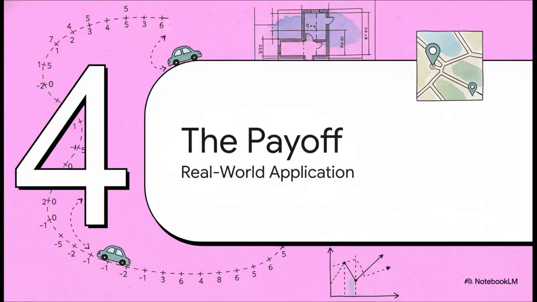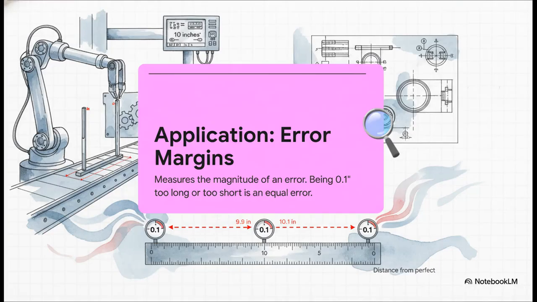So at this point, you might be thinking, okay, this is cool, but when am I ever actually going to use this? Well, it turns out you see it in the real world all the time. Let me show you a perfect example. Think about manufacturing, making anything from a car part to your phone. Let's say a machine needs to cut a part that's exactly 10 inches long. Now, in quality control, they don't really care if the part is 0.1 inches too long or 0.1 inches too short. Either way, it's off by the same amount. All they care about is the size of the error, and that's exactly what absolute value measures.